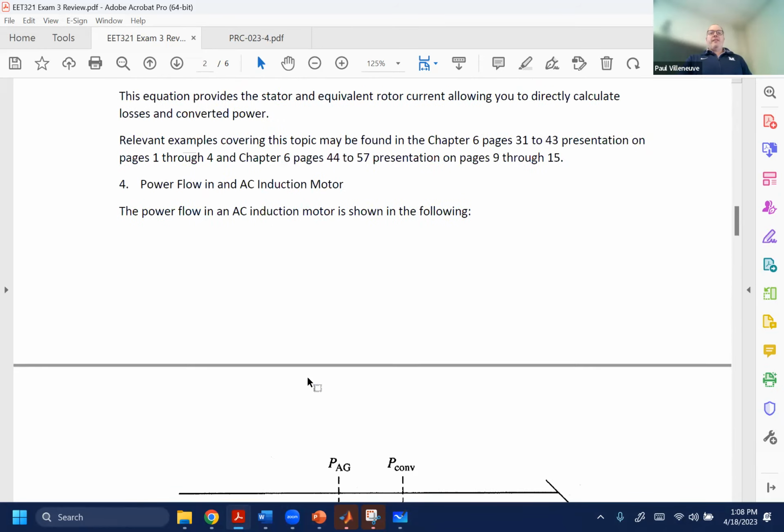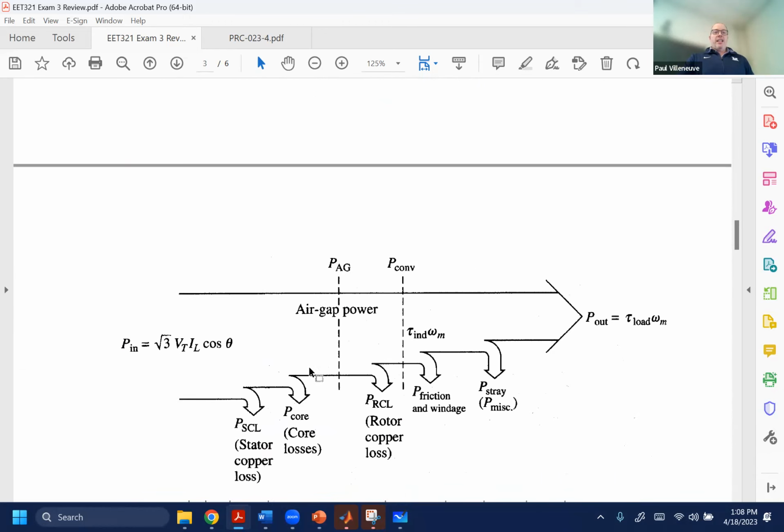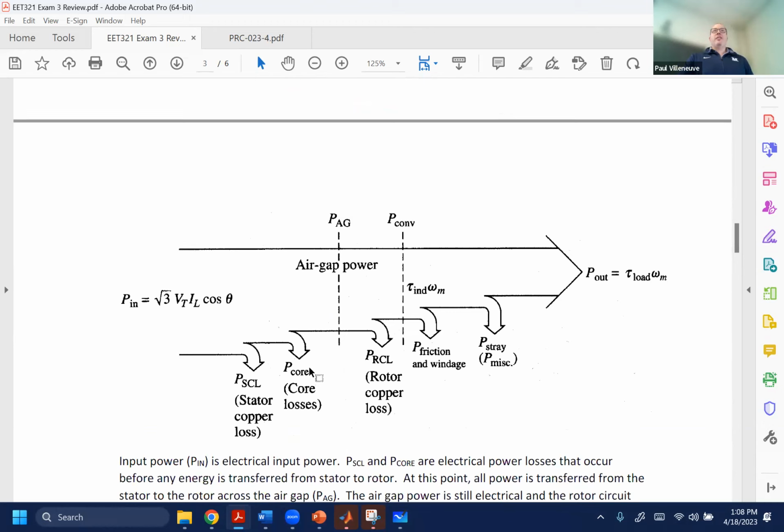Once you have your I1 and your I2, I don't have any torque at this point. Now what I need to do is go through and get this power flow in an induction machine. I drop out stator core losses, stator copper losses. Core losses usually have to be provided unless somebody has given you R sub C, but you oftentimes don't have that, so you'll have to subtract it.